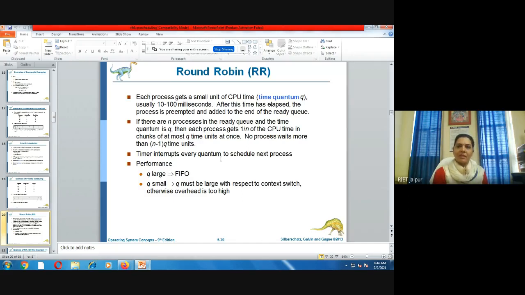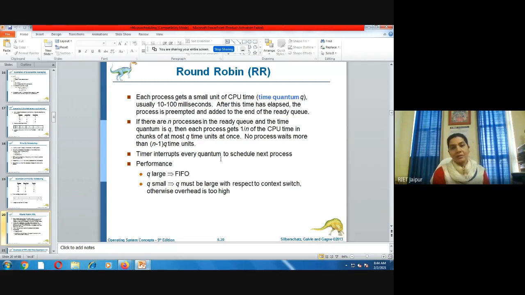And if the value of the time slice or time quantum is very small, the overhead will increase. How? The number of context switches will increase, and automatically the overhead for the system will increase.